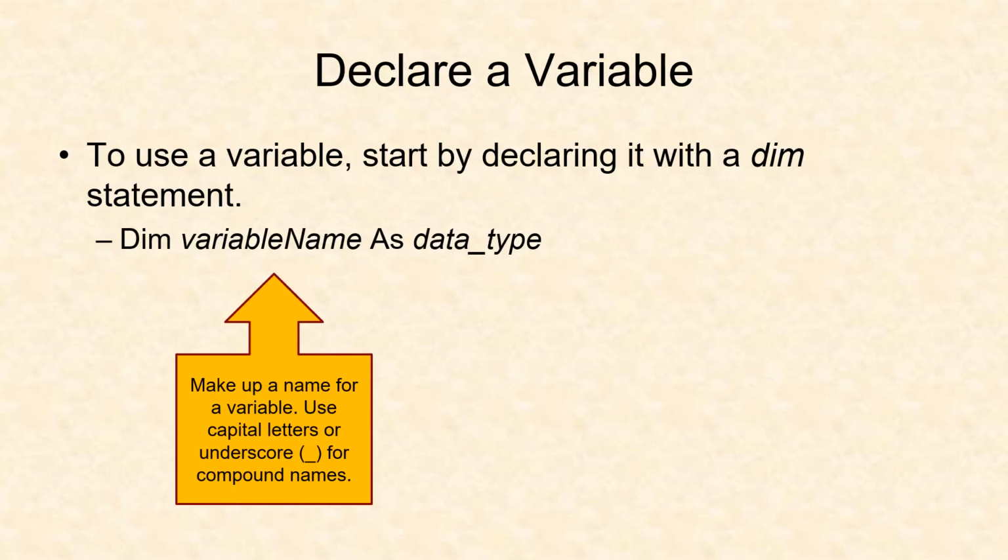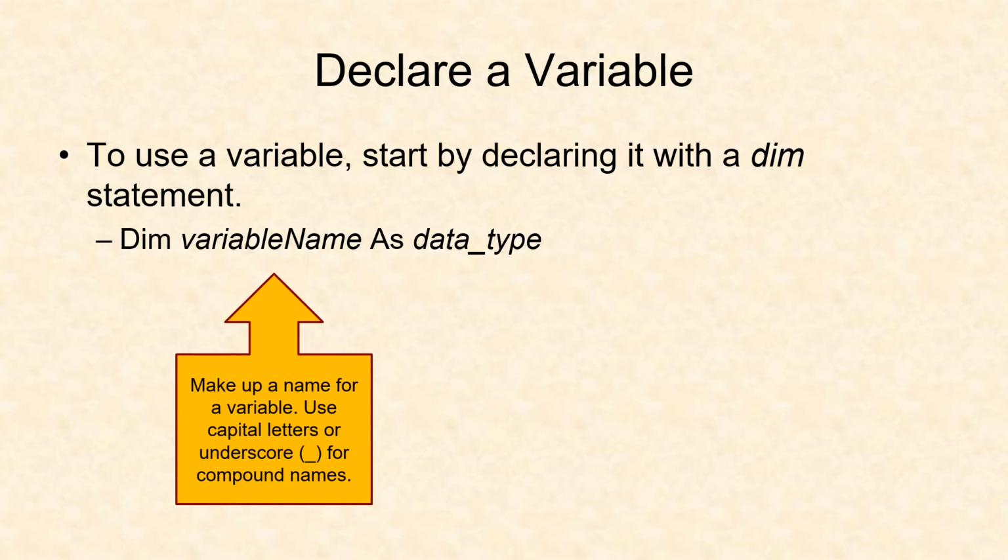When you're coding in VBA, to use a variable, you have to start by declaring it with a Dim statement. So DIM actually refers to dimension. So it's a memory term within the computer. So we'll start by saying Dim space and put the name of the variable. Now you get to make up this name. The only thing is that you need to not have any spaces. It has to be one solid word.